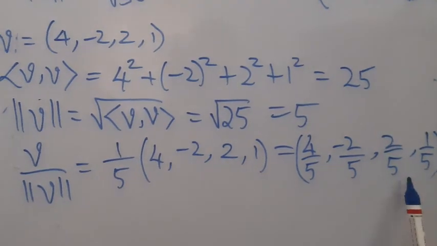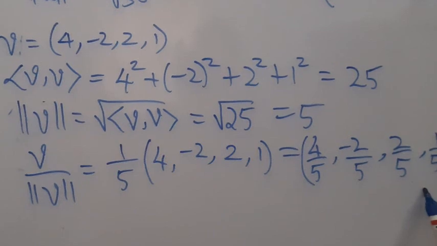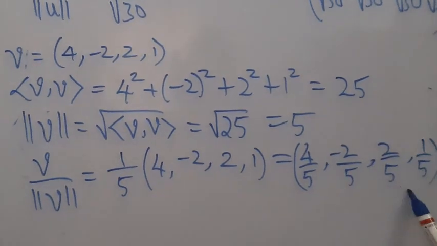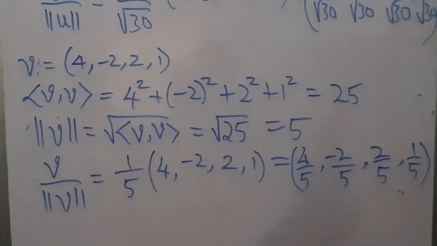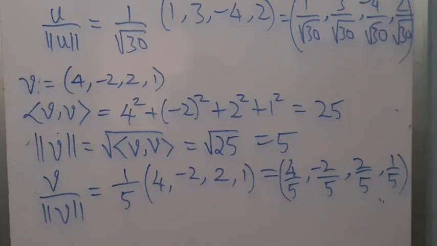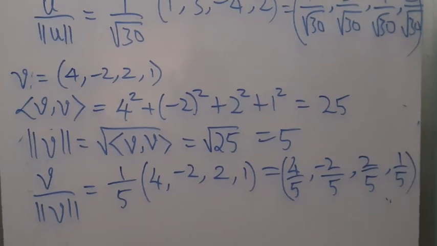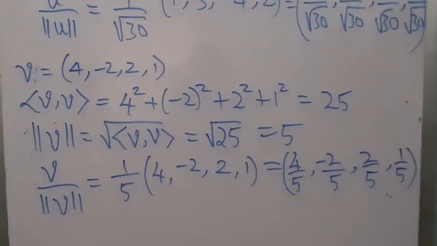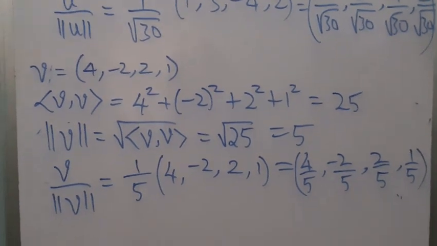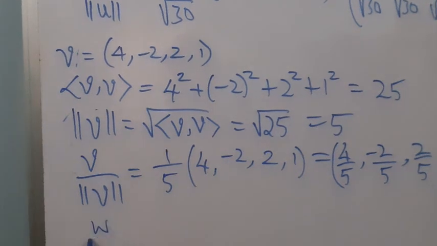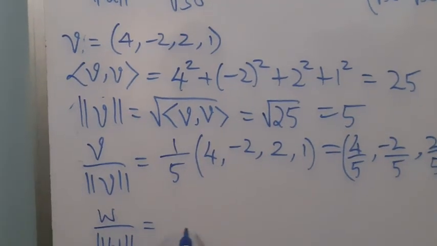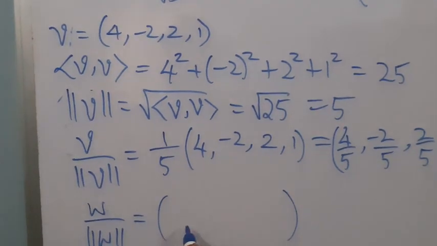So these two vectors here will be unit vectors. When you find the inner product of these two, we find that the norm will be equal to 1, and hence they are called the unit vectors or the normalized vectors. Now a similar process can be followed for finding the norm of W. W will be W over norm W, which you people can try out.